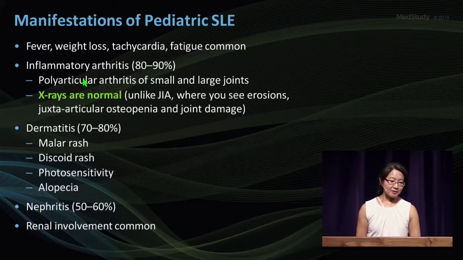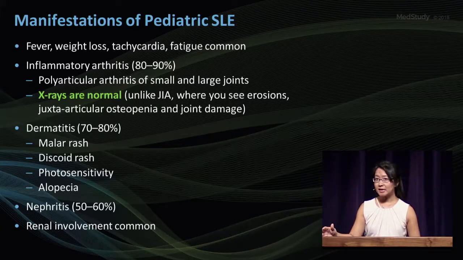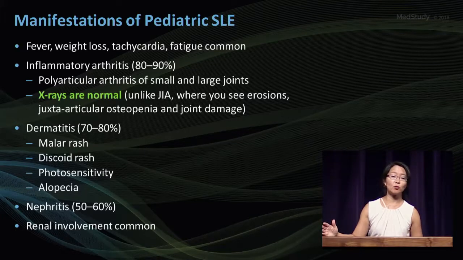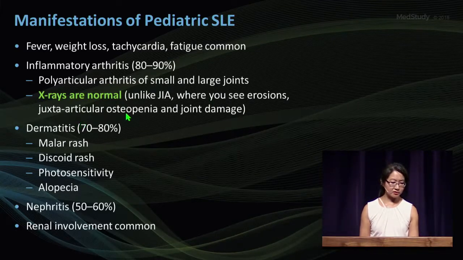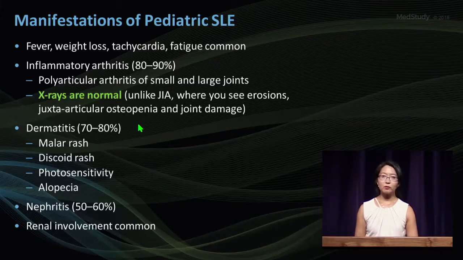So, inflammatory arthritis can occur in about 80 to 90% of patients. Typically, it's polyarticular, usually in the small joints like their hands, but also it can occur in the knees and ankles. X-rays are normal, so unlike juvenile idiopathic arthritis, we do not see a deforming arthritis that causes erosions. The deformities that you might see, typically in African American patients, is what we call Jaccoud's deformity. They look like they have swan neck and boutonniere deformities, but you can actually straighten out their finger and it looks perfectly fine.